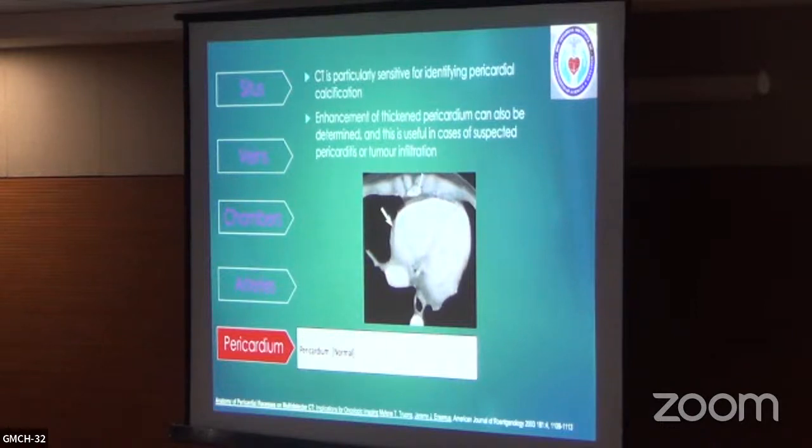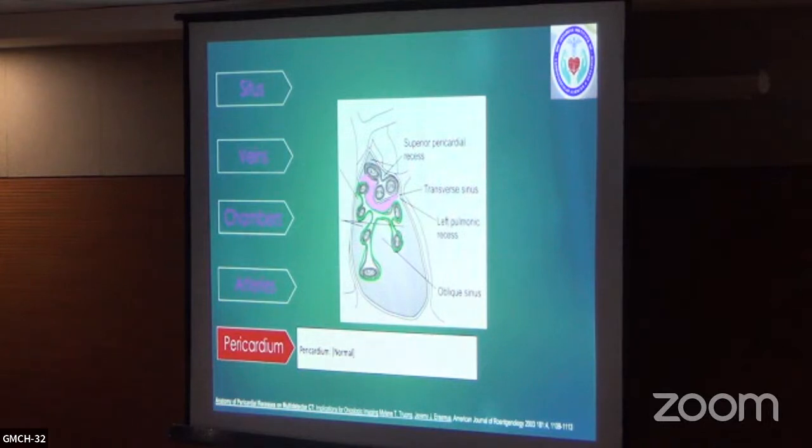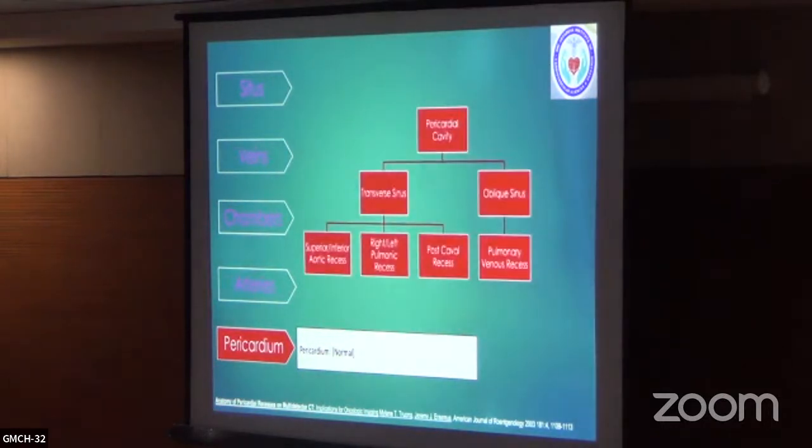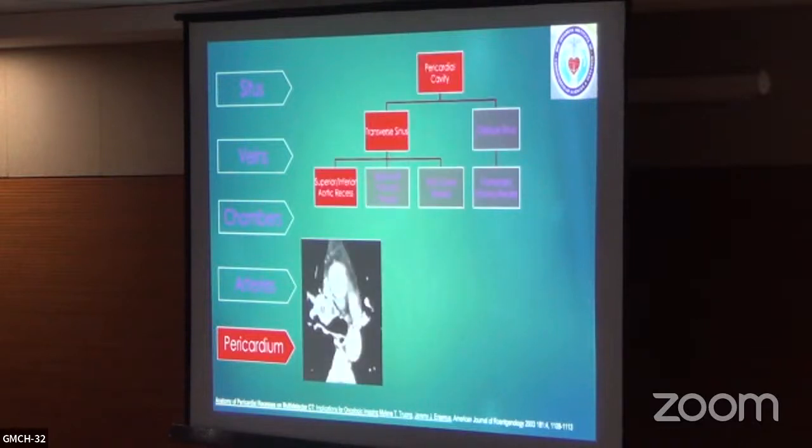What is important to know is that there are some parts of the pericardium. The main parts of the pericardium are the transverse sinus and the oblique sinus, and each of them has some recesses. These recesses are cul-de-sacs where fluid can accumulate, and when fluid gets accumulated there, it might simulate pathology. So we just look at the superior and inferior aortic recess here.